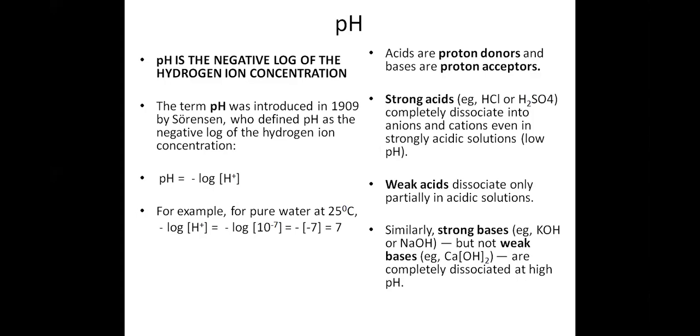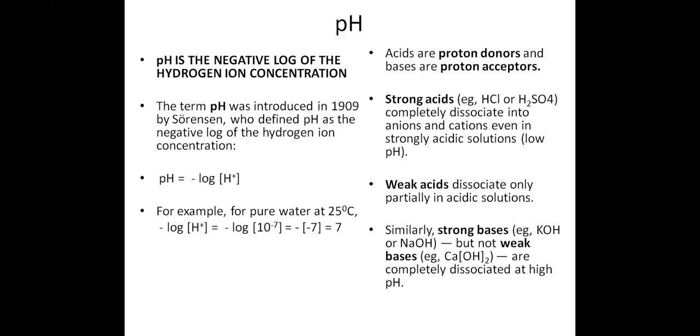Now, the strong acids are those acids that will completely dissociate into anions and cations, even in strongly acidic solutions. That means at low pH, they are still able to dissociate very strongly. While the weak acids, on the other hand, are those that are only able to dissociate partially in solutions.